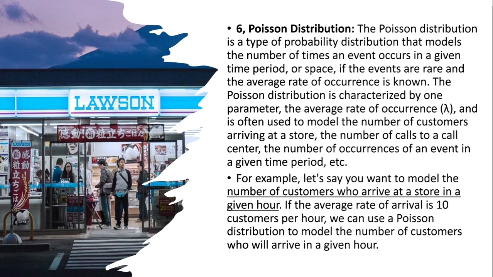For example, let's say you want to model the number of customers who arrive at a store in a given hour. If the average rate of arrival is 10 customers per hour, we can use a Poisson distribution to model the number of customers who will arrive in a given hour.